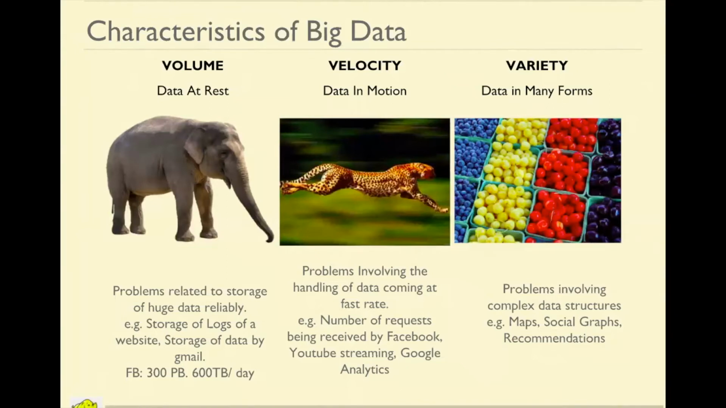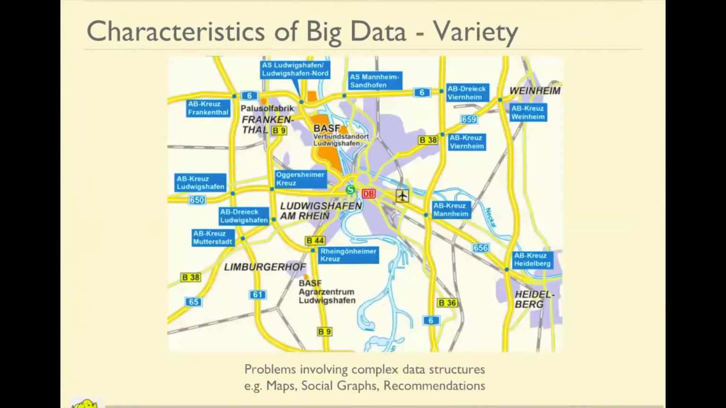Okay, the third one is variety. Variety is data in many forms, meaning problems involving complex data structures, such as maps, social graphs, recommendations. Imagine you have to find a path from one point to another.